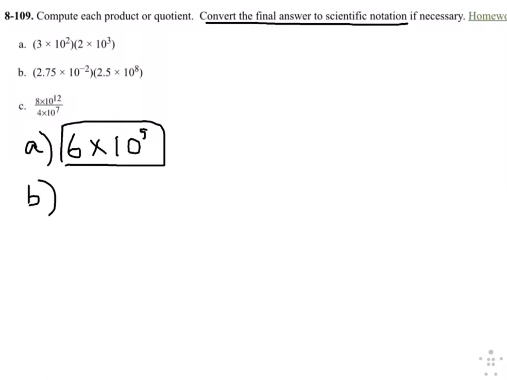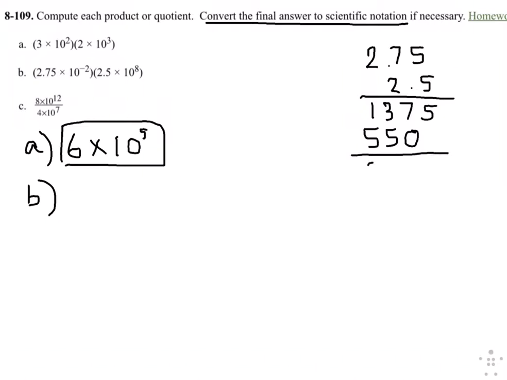For B, we take 2.75 and we multiply that by 2.5. Now, if you can't do it, you just come off to the side, right? 2.75, 2.5, and you multiply. 25, carry the 2, 37, carry the 3, 13, and then 2 times 5 is 10, 14, 15, carry the 1, 4, 5. So it comes out to 6875 and 1, 2, 3 decimal points. 1, 2, 3. So 6.875.